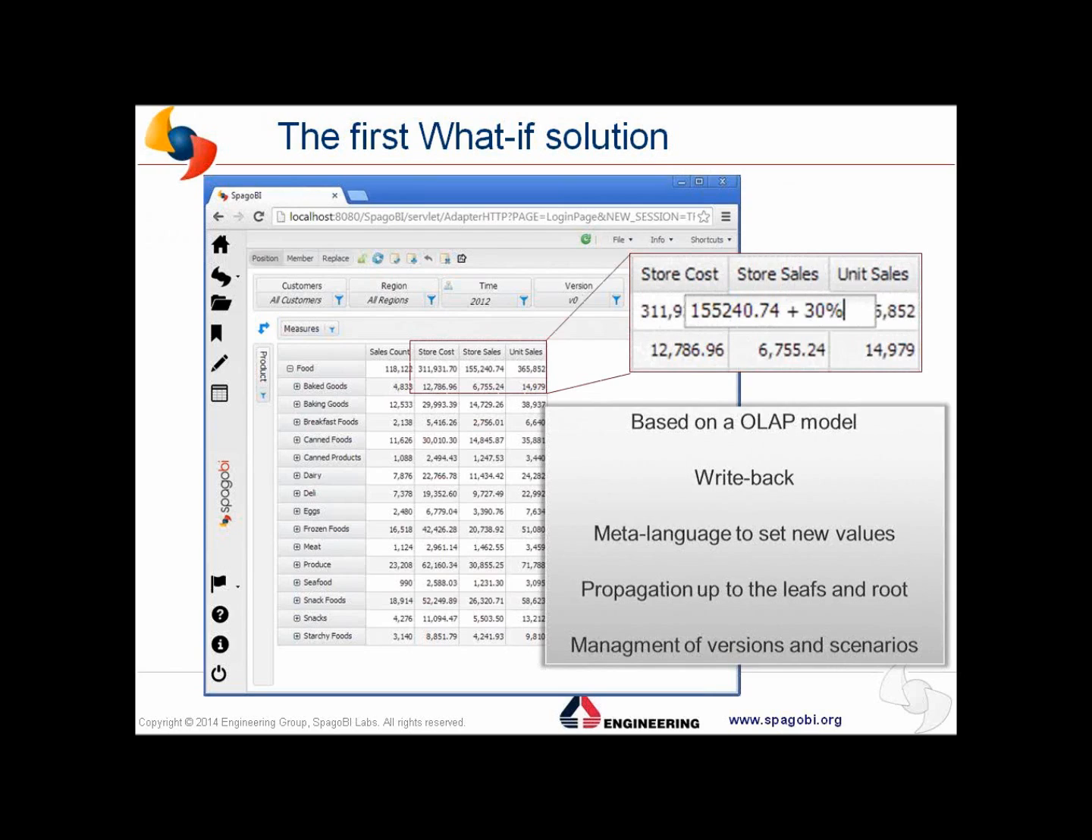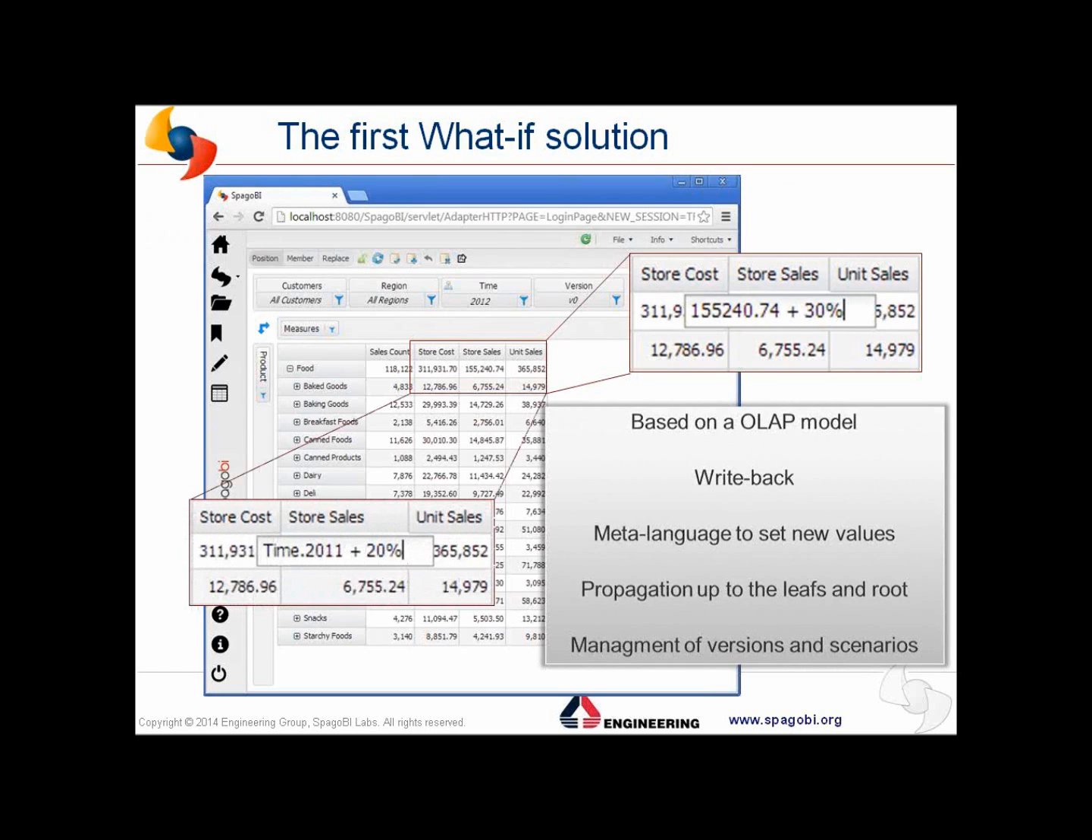In this slide, you can see the user interacting with the data using the meta language. And this is the meta language, okay? With the meta language, the user can produce arithmetic functions, as you can see here, but can also use dimensional members, aliases, and variables. And we will see some examples in the next demo. Here, for instance, the user uses a dimensional member. We have time in 2011. Okay.